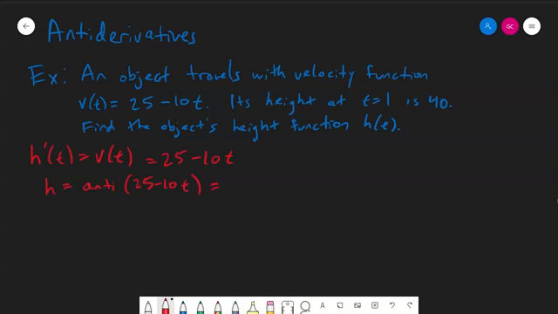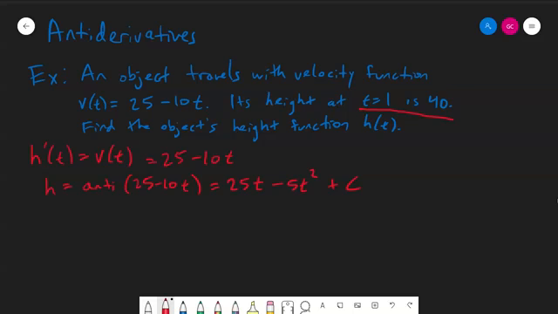Now the antiderivative of 25 is 25t. It's 25t instead of x here, just because t is the variable that we're dealing with. And then the antiderivative of 10t is 5t squared. But remember, we have this plus c here, and we actually need that in order to solve this problem. Because basically, I know kind of the general shape of my height function, but I don't know the specifics of it. And I'm going to use this extra piece of information in order to find that.